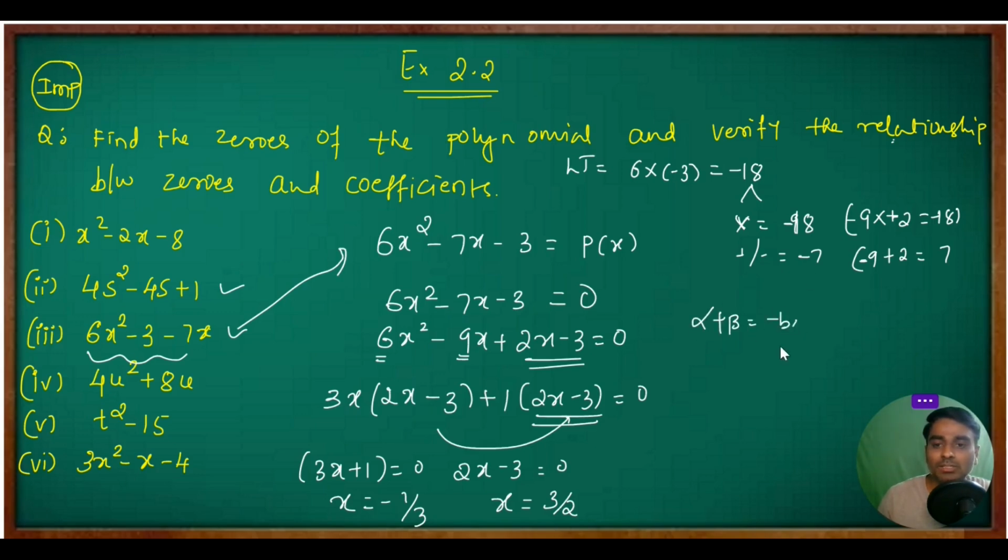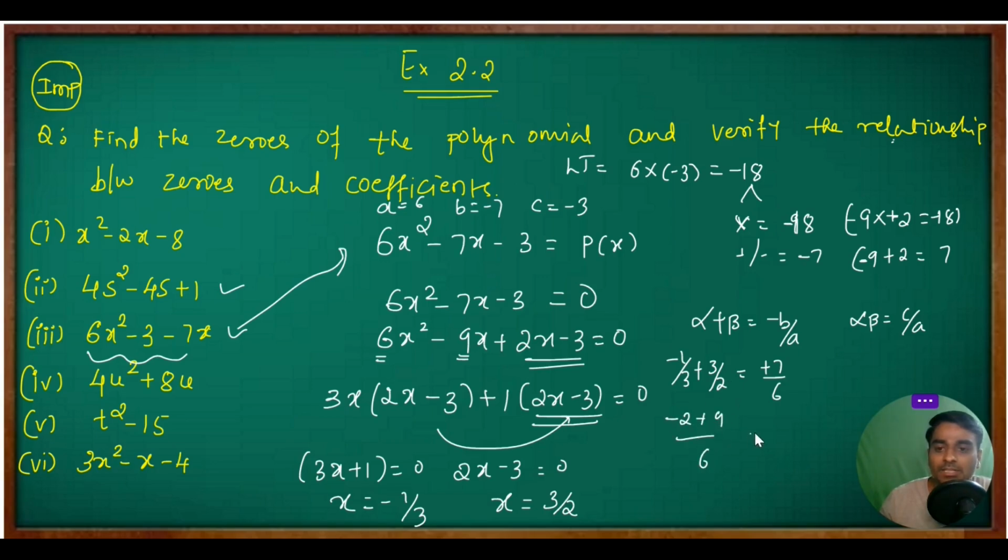Let's verify. Alpha plus beta should be equal to minus b by a, and alpha into beta will be equal to c by a. What is my a here? My a is 6, b is minus 7, and c is equal to minus 3. So what is alpha plus beta? Minus 1 by 3 plus 3 by 2. And what is minus b? Minus of minus 7 will become plus 7 divided by a, which is 6, so 7 by 6. Will I get 7 by 6 here also? Let's cross multiply. 2 into minus 1 is minus 2, 3 into 3 is 9, so 7 divided by 6, equal to plus 7 by 6. Yes, this is also plus 7 by 6, plus 7 by 6, RHS equal to LHS.